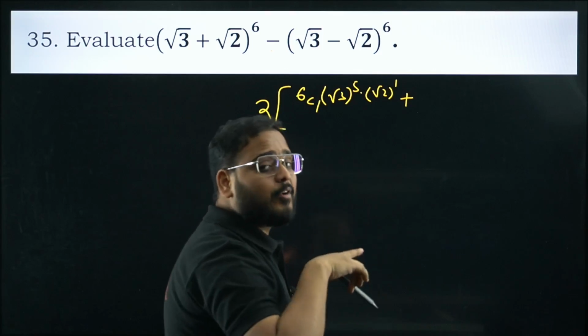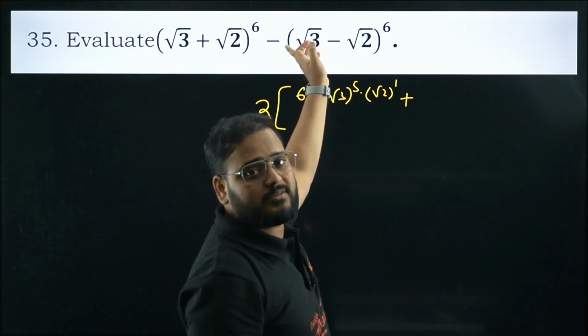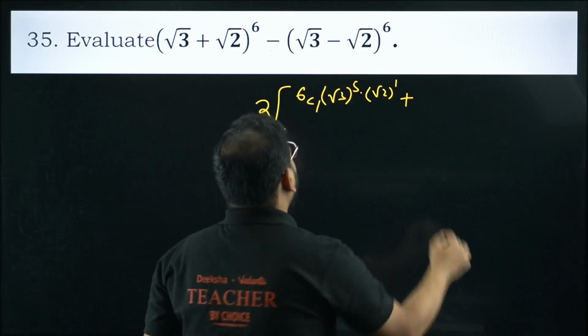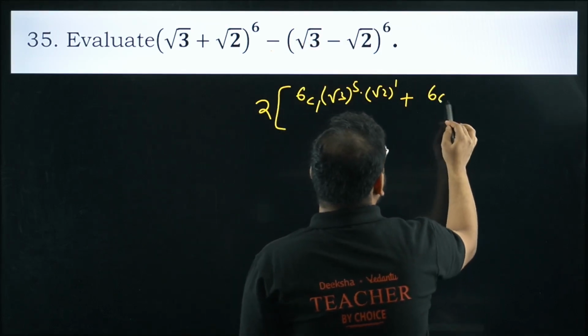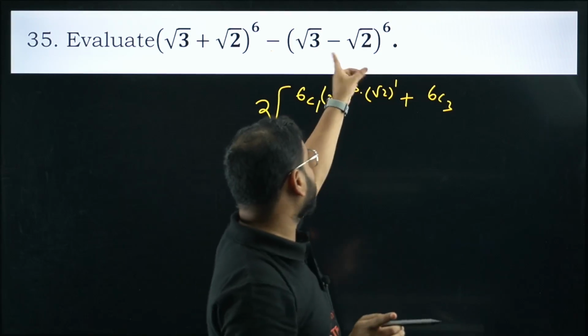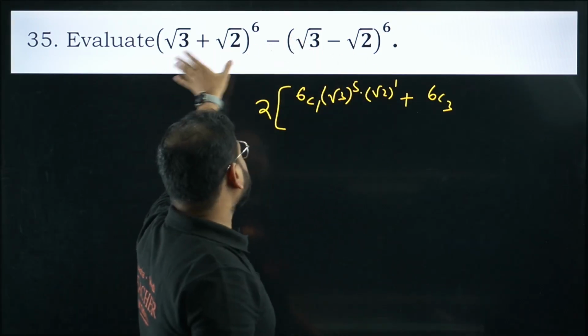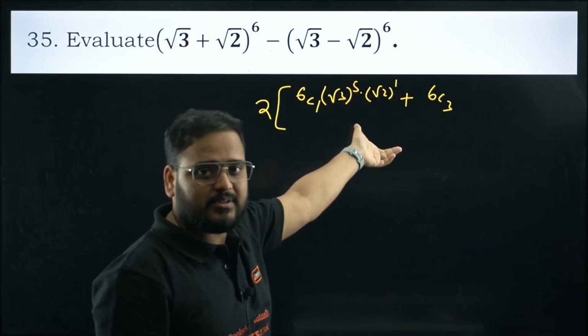Will it be negative or positive, sir? Positive. Here also positive. Here negative will become positive because of the subtraction. Agreed, right? Next will have 6c3, not 2. 2 will be even, and even will be cancelled with this. If you want, write the expansion of this and do the subtraction. You'll get the same result.